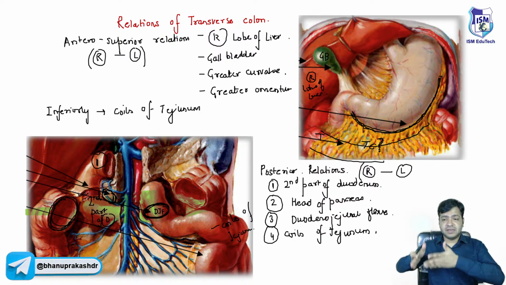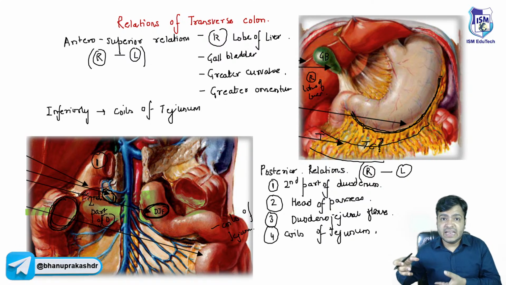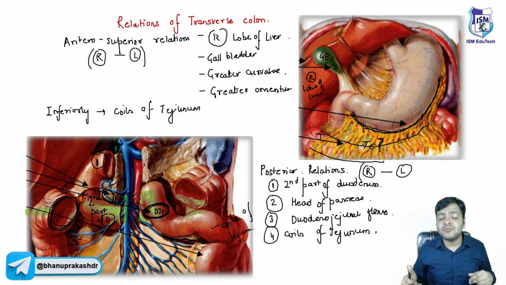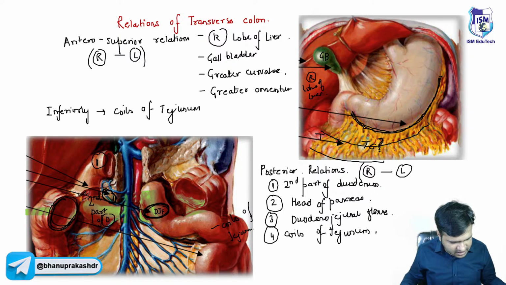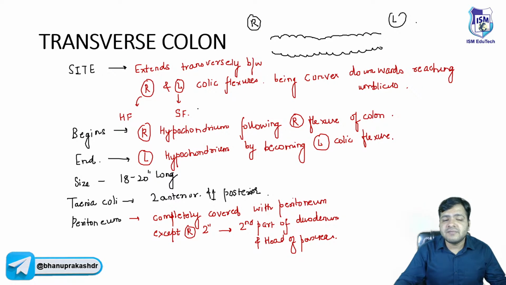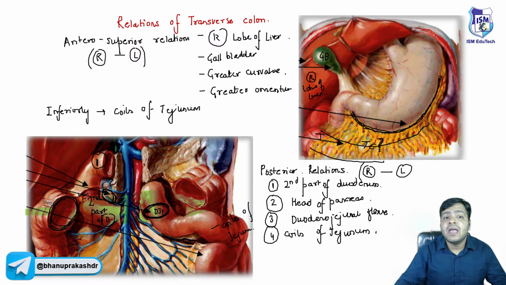Ascending colon, beta, ascending colon में क्या था, coils of ileum था. अब ट्रांसवर्स कोलन ऊपर की तरफ आ गए तो इलियम से ऊपर क्या होता है, जेजनम. ठीक है, सो आई होप दिस इज क्लियर टू ईच वन ऑफ यू. ट्रांसवर्स कोलन, साइट, बिगनिंग, एंड, साइज, टीनिया कोलाई, पेरिटोनियम, and the relations of the transverse colon.